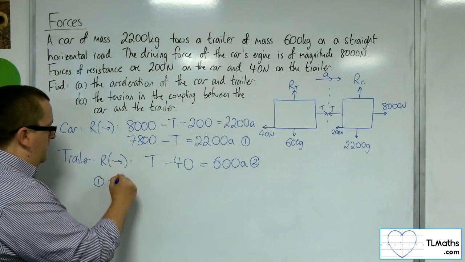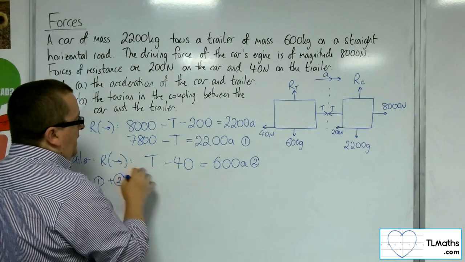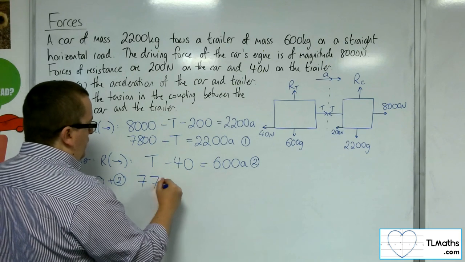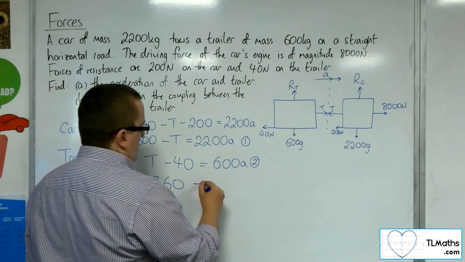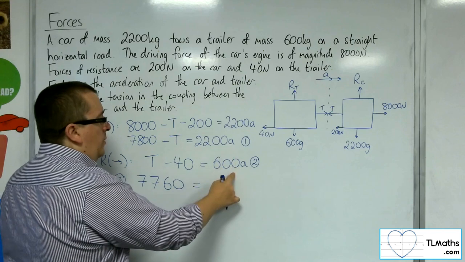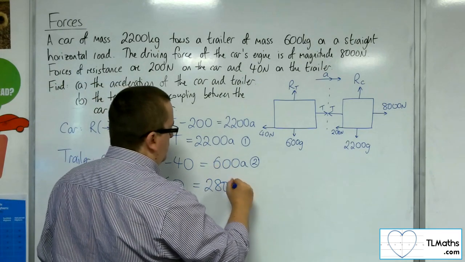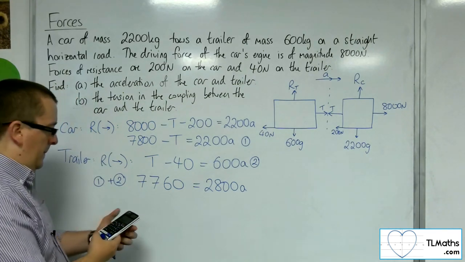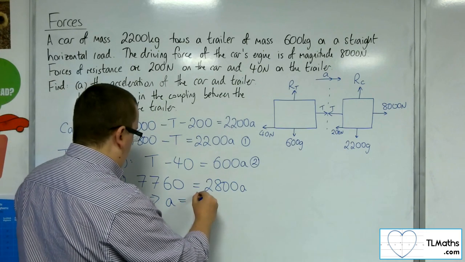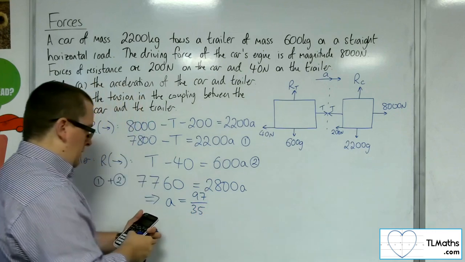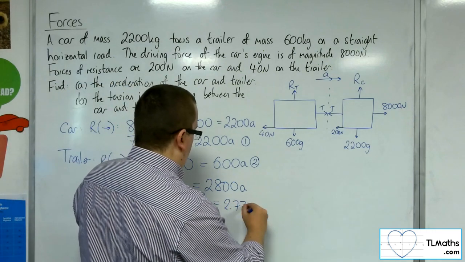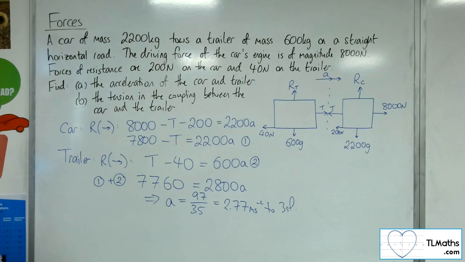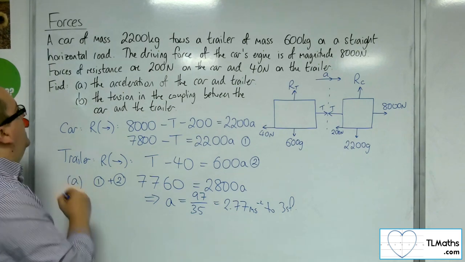Add the two equations together. They'll knock out the T's. So I'm going to have 7,800 take away 40, so that would be 7,760. And that's going to be equal to 2,200A plus 600A, which is 2,800A. So we've got 7,760 divided by 2,800. Okay? And A is 97/35, which is 2.77 meters per second per second to 3 significant figures. Okay, so there's my acceleration. So that's what I needed for part A.